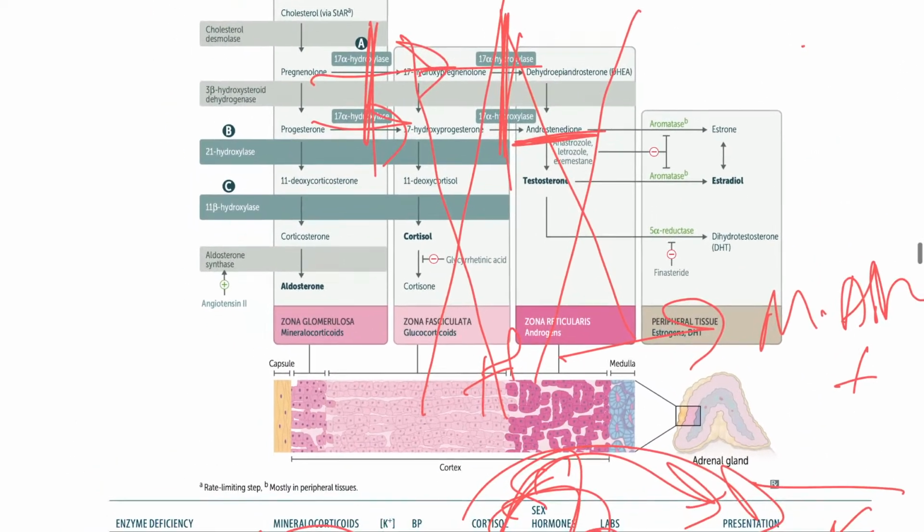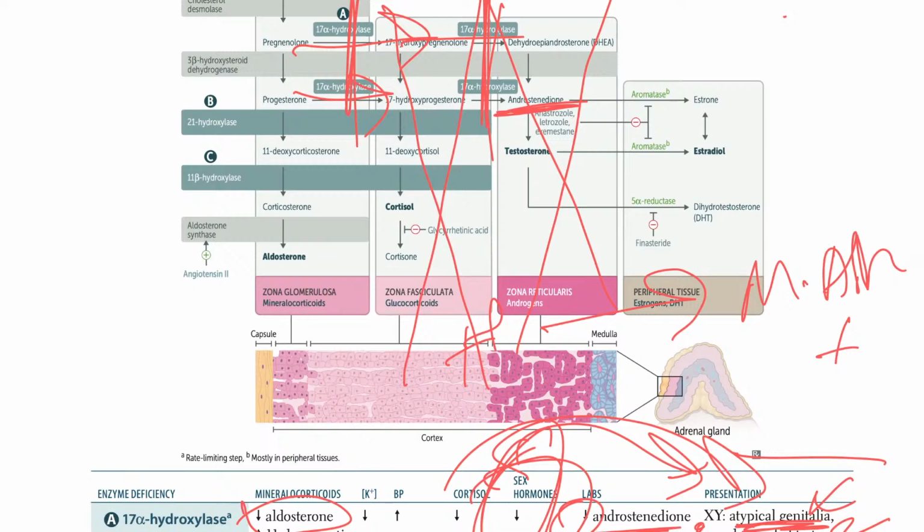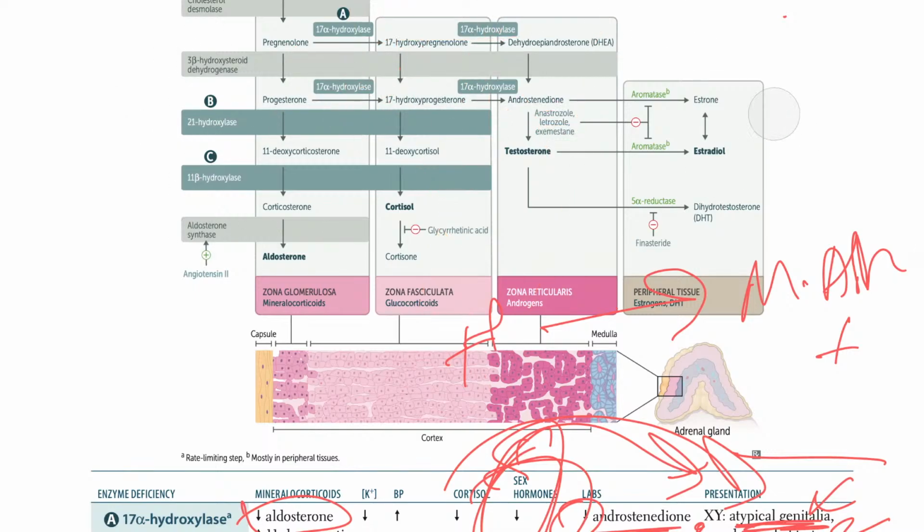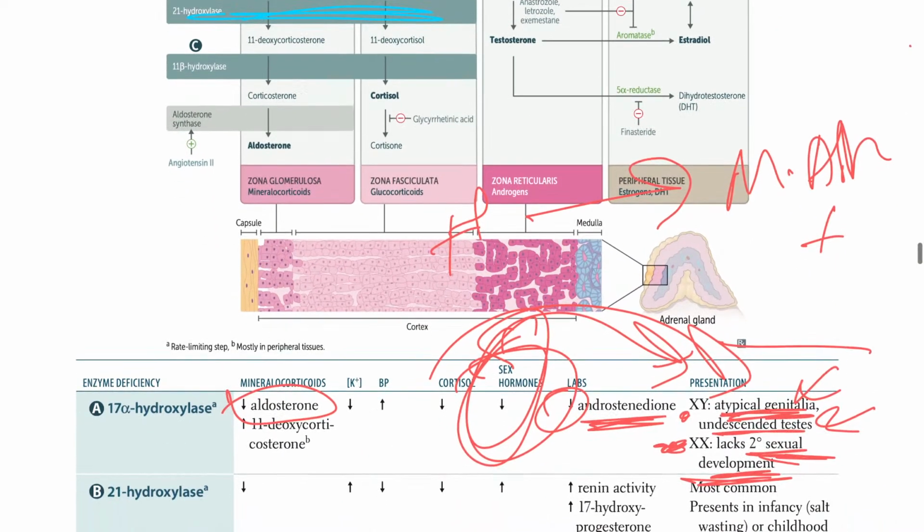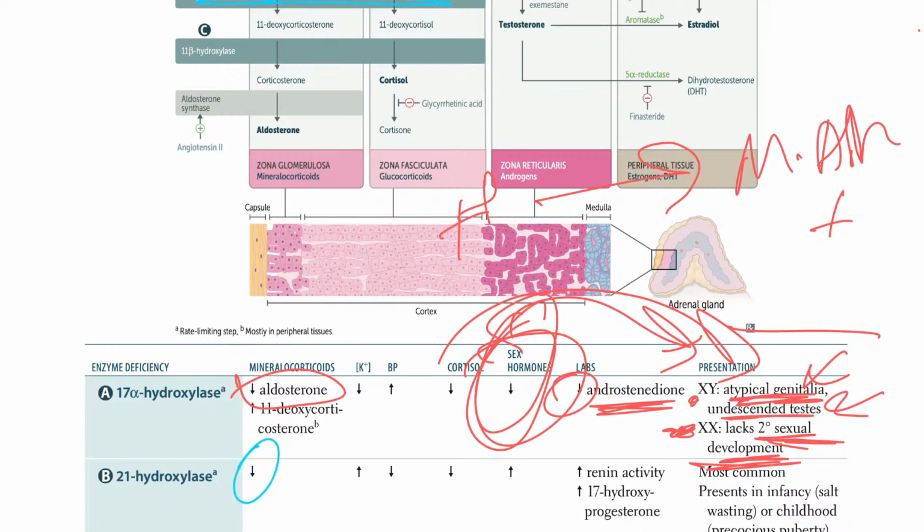With the 21, so let's change color. 21 here. So when you can't, let's erase all this. When you can't have 21, now all of this will funnel down into the side, right? Because you cannot convert these guys here. So everything will go where? On the right side. So you have decrease in mineralocorticoids.